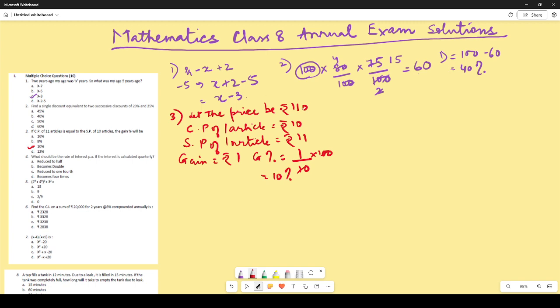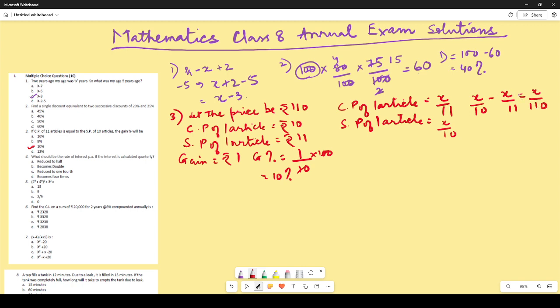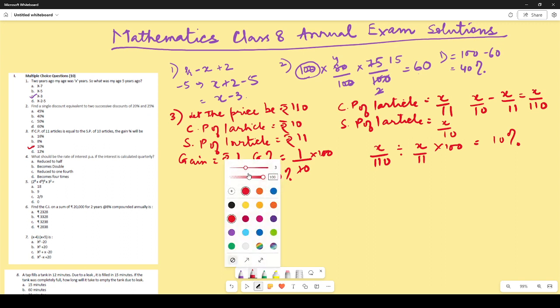Let the price be x. So CP of one article will be x by 11 and SP of one article will be x by 10. So you see this is more. So now what we do, we find x by 10 minus x by 11 and we get x by 110, right? And now you divide x by 110 by x by 11 into 100 and that will again give you 10%. So that is also another way to solve this question.